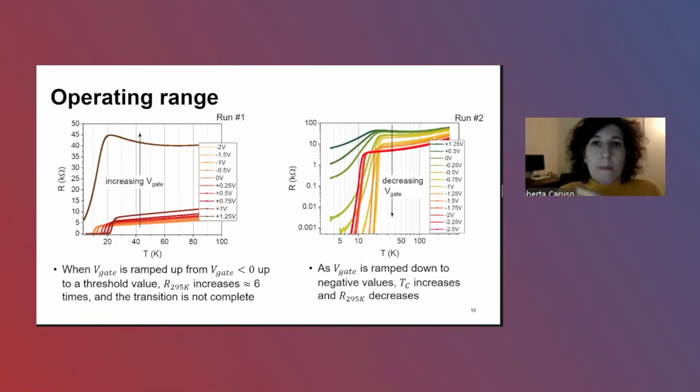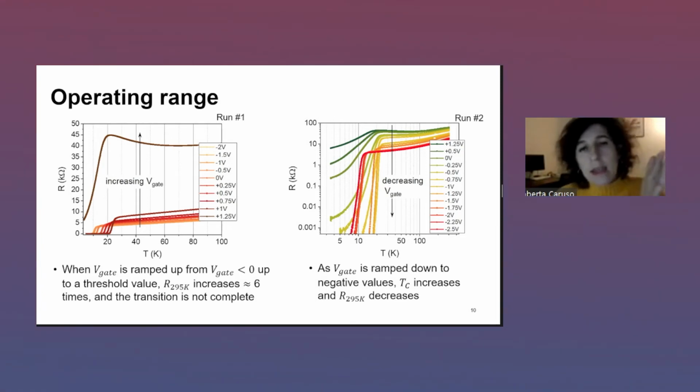The behavior that I just discussed only takes place in a certain applied gate voltage range. So in the first run, graph on the left, the gate voltage is ramped from negative values up to a certain positive threshold value. And above this threshold value, you see that the resistance changed dramatically. The critical temperature also changes dramatically. Actually, the superconducting transition is not complete.